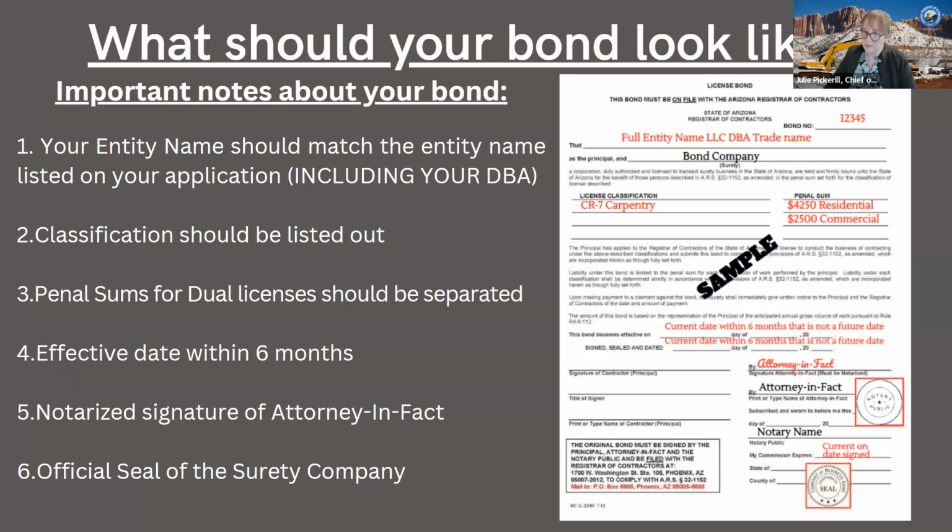If it's a paper bond like this, again, it does have to have the notarized signature of the attorney in fact and the official seal. So as you can see, bonds are a little bit complicated. That's why we do recommend the portal, and either you can upload this document there, or you can pick one of the bond companies listed on the portal, on the bond page.